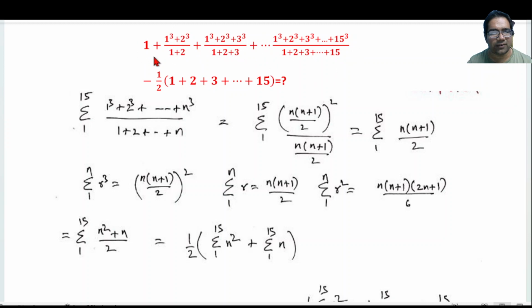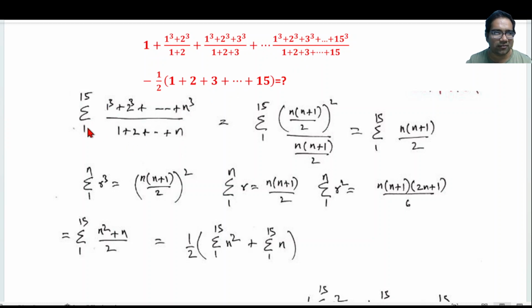If you take the first sum, 1 cube plus 1 cube plus 2 cube by 1 plus 2 and so on, what is the nth term? The nth term is 1 cube, 2 cube, 3 cube up to n cube by 1, 2, 3 up to n. Basically, this first sum is summation of n from 1 to 15 of this nth term. The 15th term is this, the seventh term will be n equals 7, and the nth term is actually this.